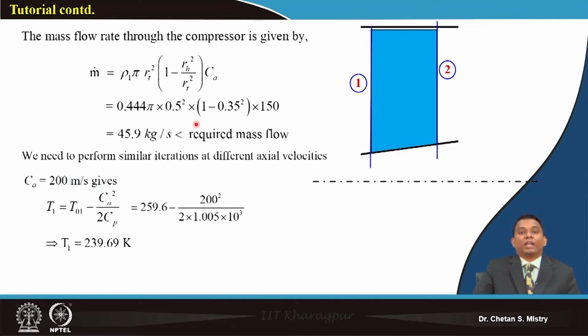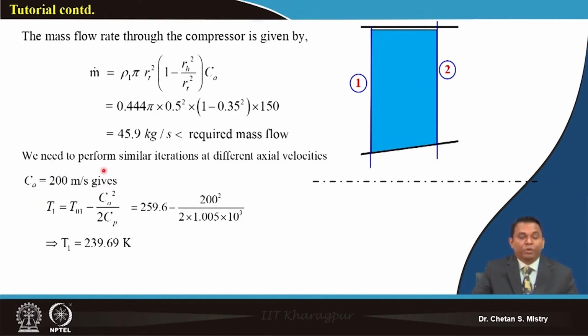We need to realize that if my entry mass flow rate is low, it will be reflected in my thrust generation capacity for the particular engine. That's why this is not an acceptable mass flow rate at this moment. That means the axial velocity we have assumed is on the lower side. So let's try to take our axial velocity to be, say, 200 meter per second.